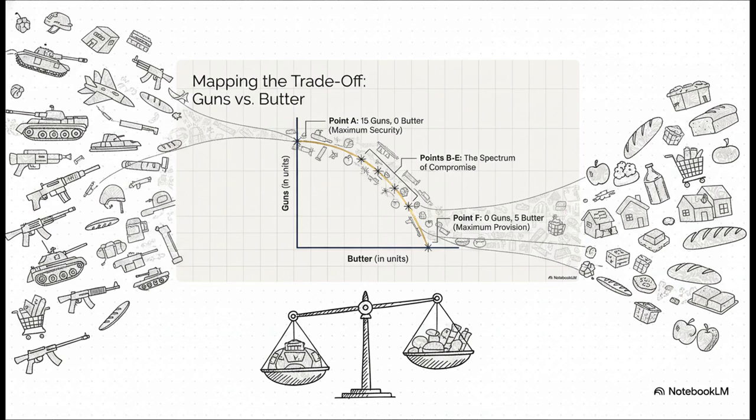Look up at point A. 15 guns, 0 butter. That is total militarization. Now look down at point F. 0 guns, 5 units of butter. Total civilian provision. But let's be real, nations rarely live at the absolute extremes, right? Points B through E represent the spectrum of compromise. Moving along that curve shows us exactly how much of one good we literally have to give up to get just a little bit more of the other.